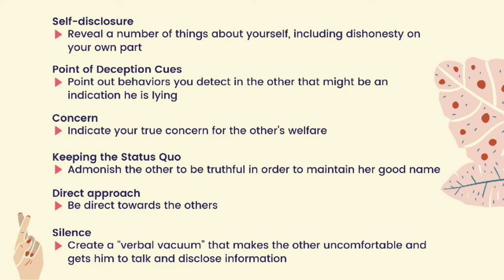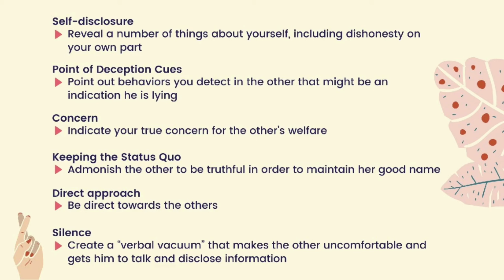And the next one is the direct approach. As the name itself suggests, you are direct towards the other party. For example, if you know that the other party is lying, you just say, simply be honest with me, or just tell me the truth. So just be direct, and hopefully the other party will tell you the truth.